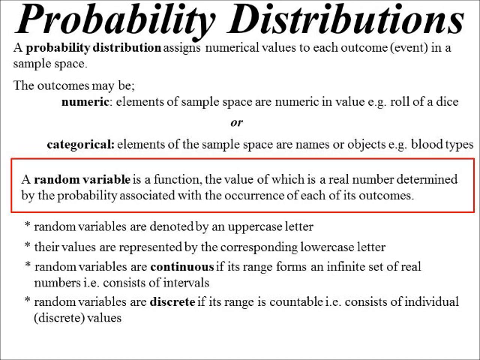See, with a continuous one, it would be impossible to count all the possible values in a sample space, because you can keep dividing. You might be talking about height. Now, theoretically, you can keep dividing the units into smaller and smaller and smaller units. So you'd end up with an infinite number of possibilities. Whereas a discrete one, we're saying if it is countable.